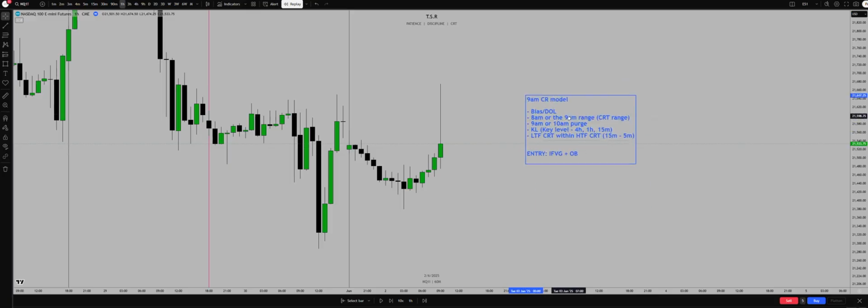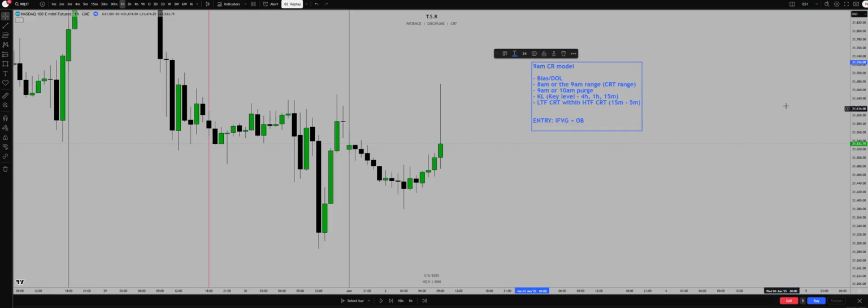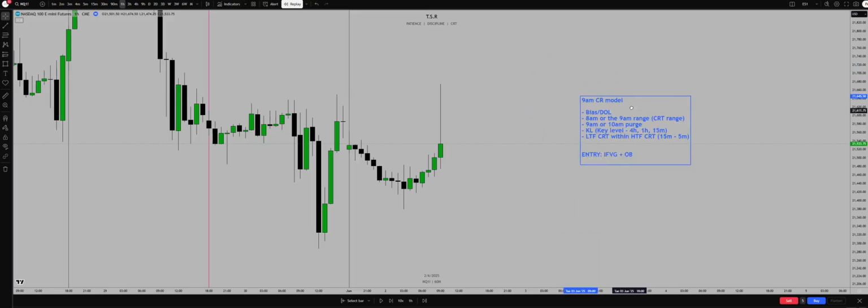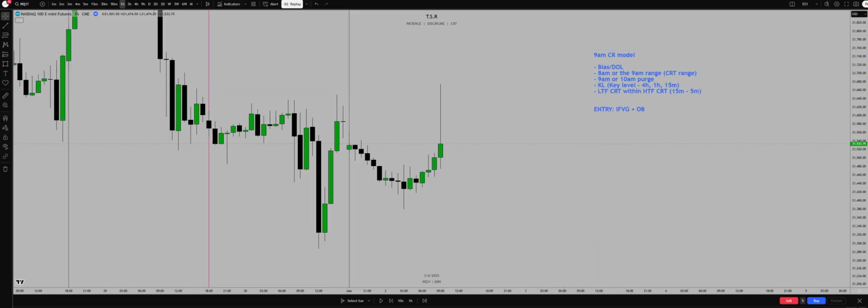Bias and draws on liquidity. Coming into your day, you're going to have your bias drawn out. You're going to have your draws of liquidity on the day drawn out. And then you move on to this. This could all be written down on the actual cue card itself, right next to your monitor, and you could view this every time you're entering a trade. That's the basis of this entire model.